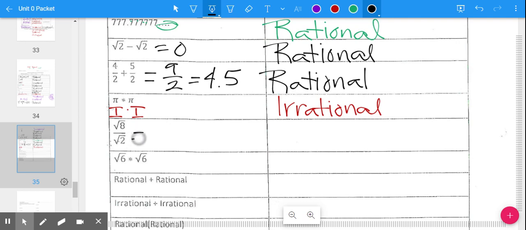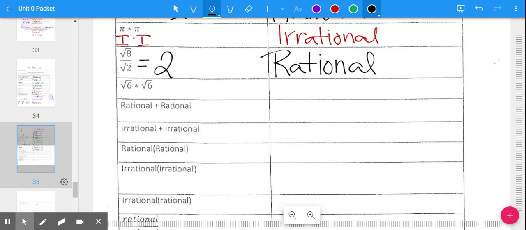Okay, the next one. This simplifies to 2. We put it in a calculator. Also, square root of 8 divided by square root of 2 is the square root of 4. Square root of 4 is a whole number too. Because it's a whole number, it is rational. The next one, square root of 6 times the square root of 6. That gives us the square root of 36, which is 6. 6 is a whole number, so it is rational.